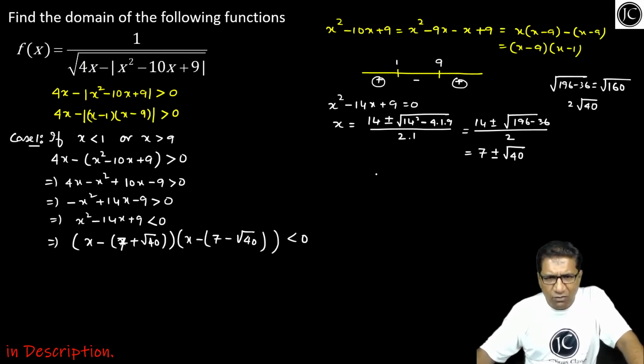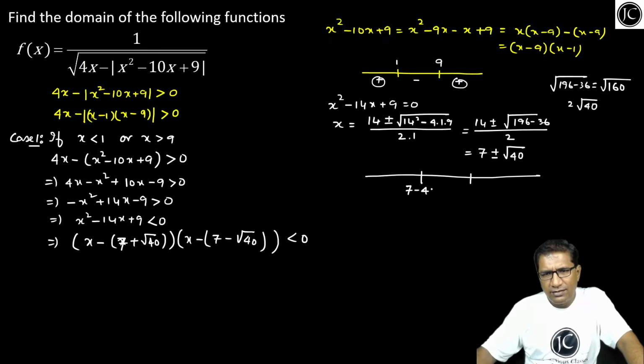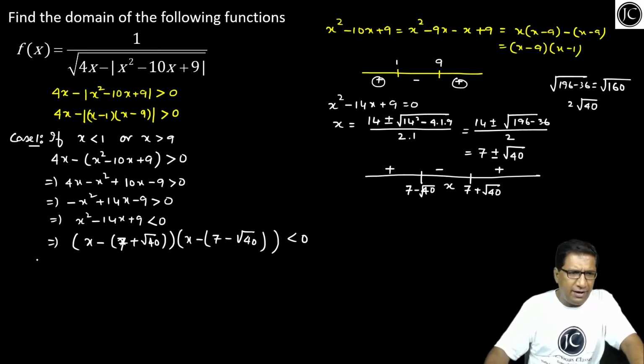That means from the number line, what we will say: if I draw a number line and plot those 2 points, these are 2 critical points. So this is plus, this is minus, this is plus, right? As it is less than, so x will come here. So from here we can say that x is greater than 7 minus root 40 and less than 7 plus root 40.